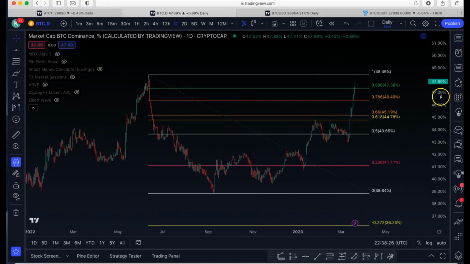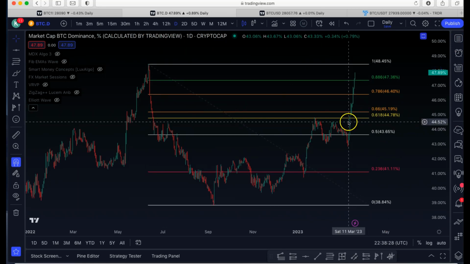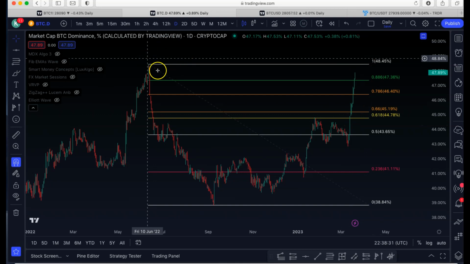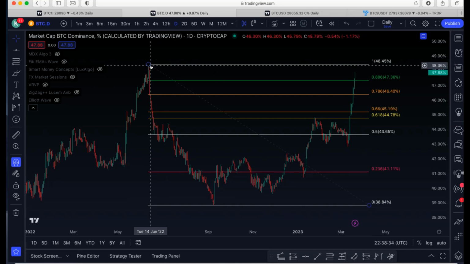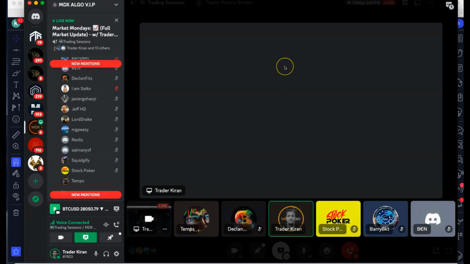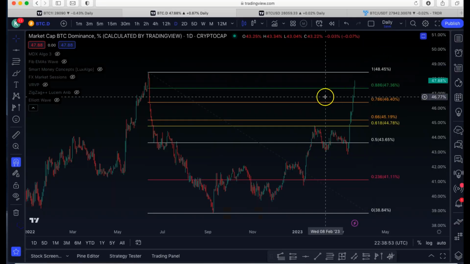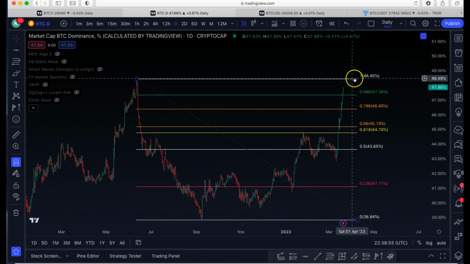Okay, wow, it's gone up quite a lot actually. Now we're heading towards this 48%. We haven't seen 48% in a while now. Of course, people always get this wrong: just because Bitcoin dominance is going up, it doesn't mean Bitcoin has to go up as well. Bitcoin dominance is the proportion of the total market cap attributed to Bitcoin, and so sometimes Bitcoin dominance can go up, but Bitcoin and alts can still bleed. That's something to consider as well.